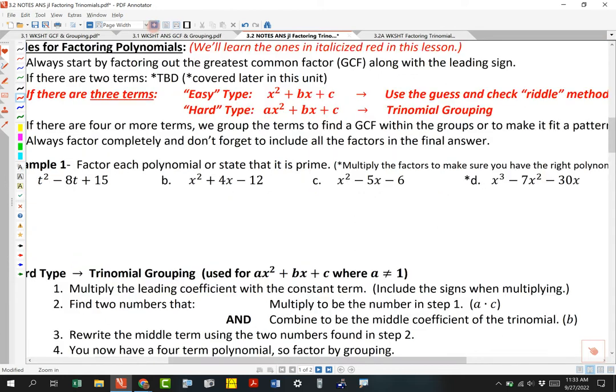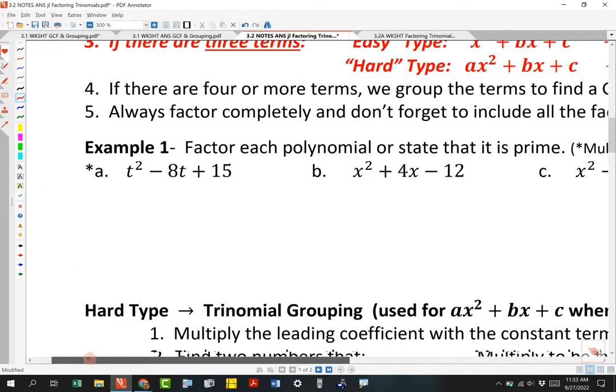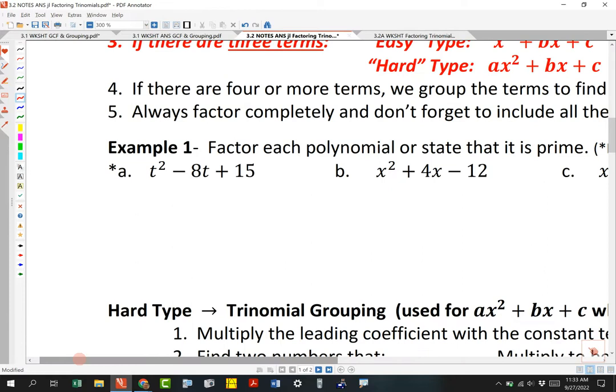So I'm going to zoom in on this one right here. And these are all easy ones. What makes them easy is it starts off with a plain old t squared, x squared, m squared, or whatever. So you can set up 2 sets of parentheses, and we're going to have binomials. The first ones always have to multiply to be this one. So the only way we're going to make a t squared is to have a t here and a t here.